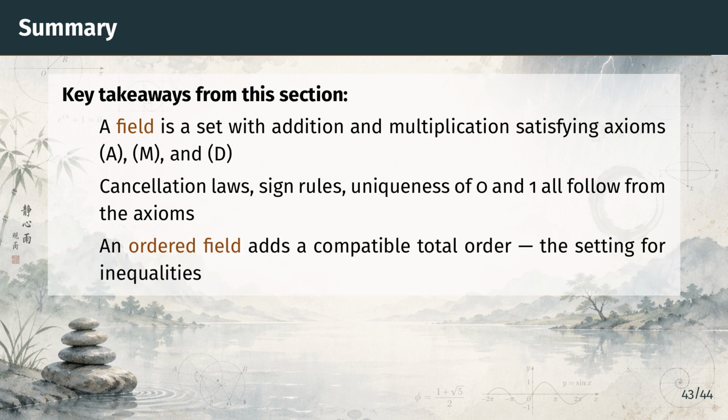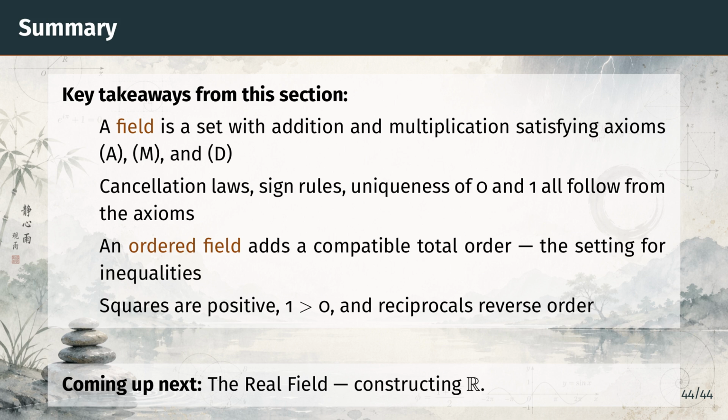An ordered field combines the field structure with a total order that is compatible with both addition and multiplication. This is the natural setting for working with inequalities. In every ordered field, non-zero squares are positive. 1 is positive. Multiplying by a negative reverses inequalities, and taking reciprocals of positive numbers reverses their order.